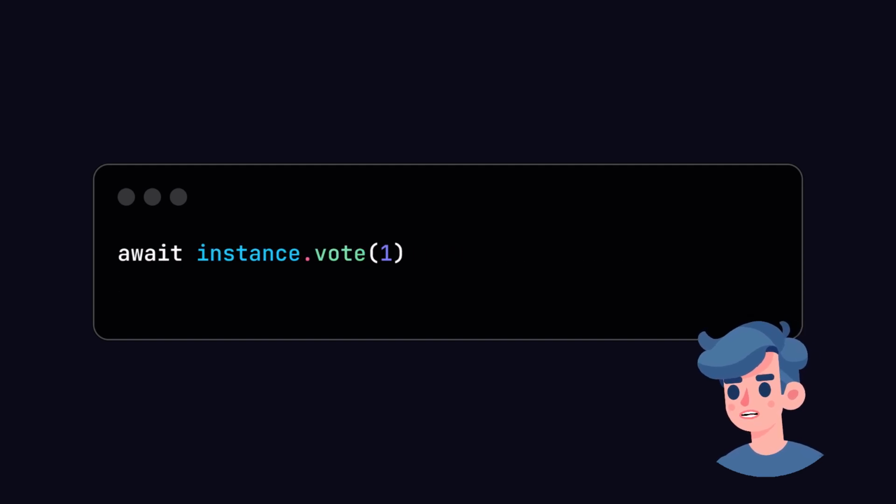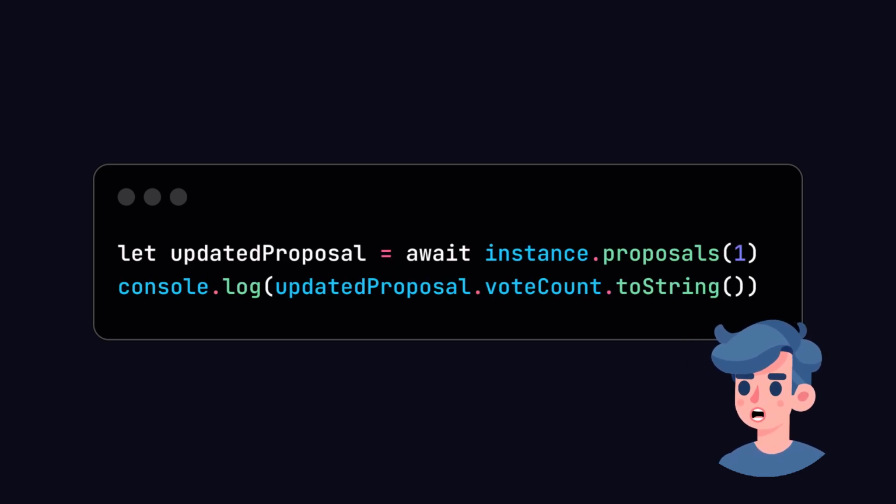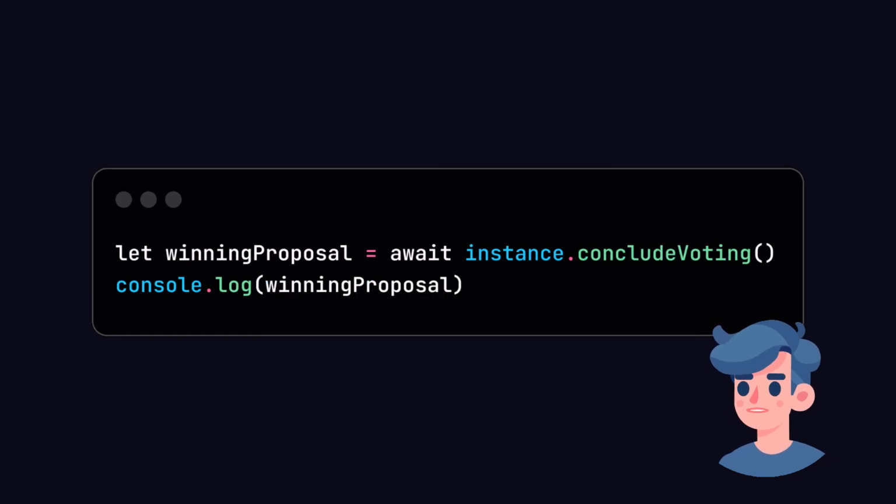Now let's simulate voting for the created proposal. We will cast a vote with the following command. Once you've voted, let's retrieve the proposal again to see the updated vote count. Finally, let's conclude the voting process and get the winning proposal. We will call the conclude voting function.